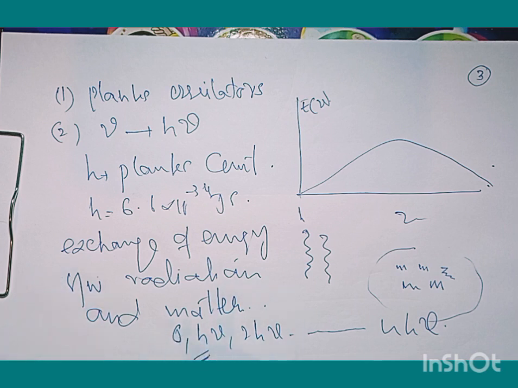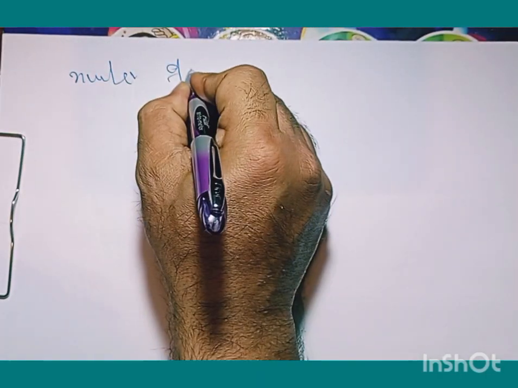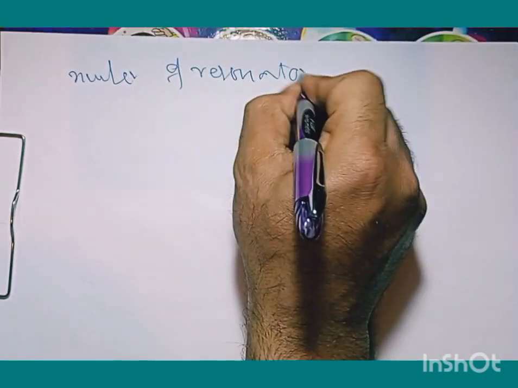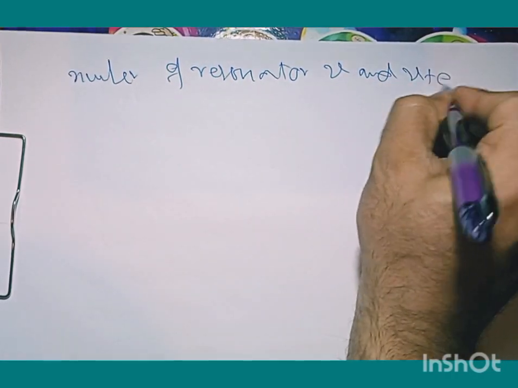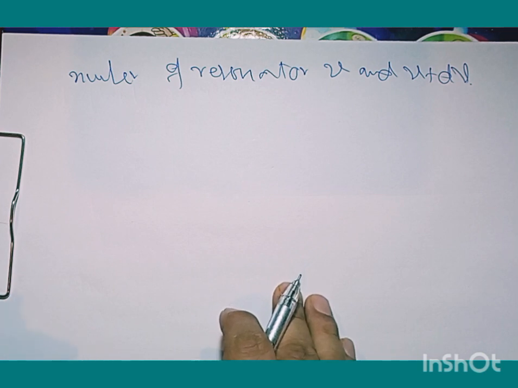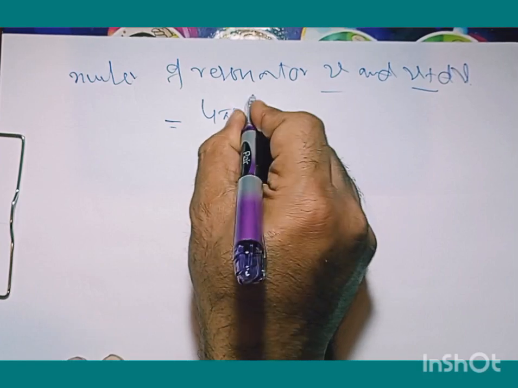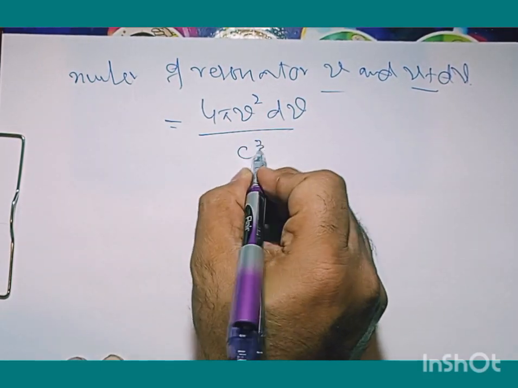Now, in order to derive this Planck's radiation law, what is important here is that we first try to obtain the number of resonators per unit volume that are lying in some frequency range. So we'll be looking for the number of these oscillators or resonators in the frequency range of nu and nu plus d nu. To start with, the number of modes of vibration per unit volume within this frequency range is equal to 4 pi nu square d nu by c cube.